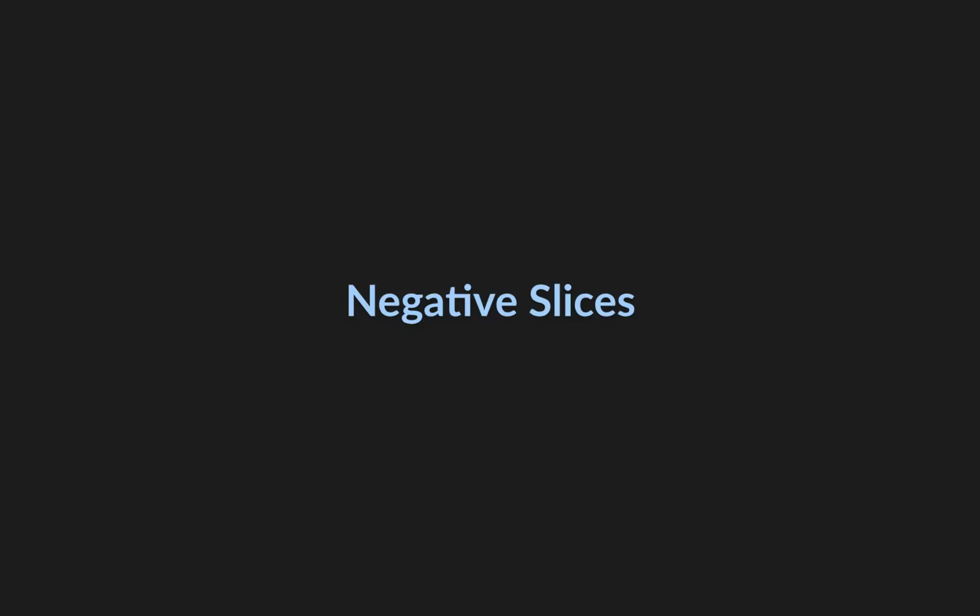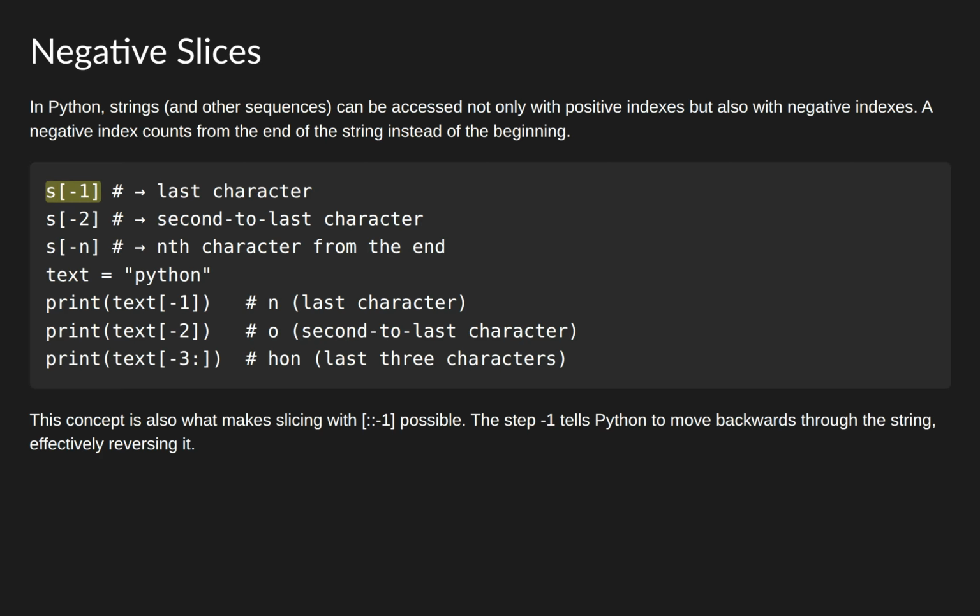Negative slices. In Python, strings and other sequences can be accessed using both positive and negative indexes. A negative index counts from the end of the string, rather than from the beginning. Using a negative index of -1 returns the last character in a string. A -2 gives the second to last character. This approach allows you to access elements from the end without needing to know the exact length.